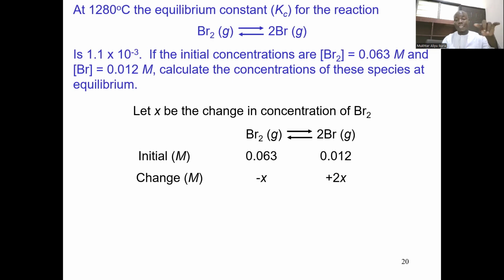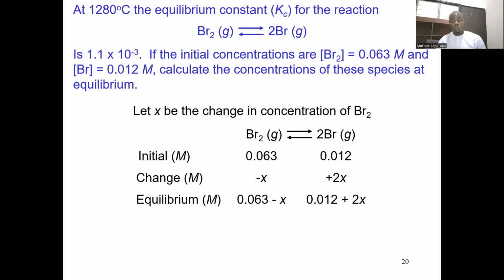So that is why we have 2X, but it's positive because in a reaction the concentration of the product is increasing, and the bromine is negative because the X is negative, because the concentration of the reactant is decreasing until it reaches the equilibrium state. So now the equilibrium concentration is going to be the initial concentration minus the change in the concentration. So that is why we have 0.063 minus X, and that of the bromide is now going to be 0.012 plus 2X.